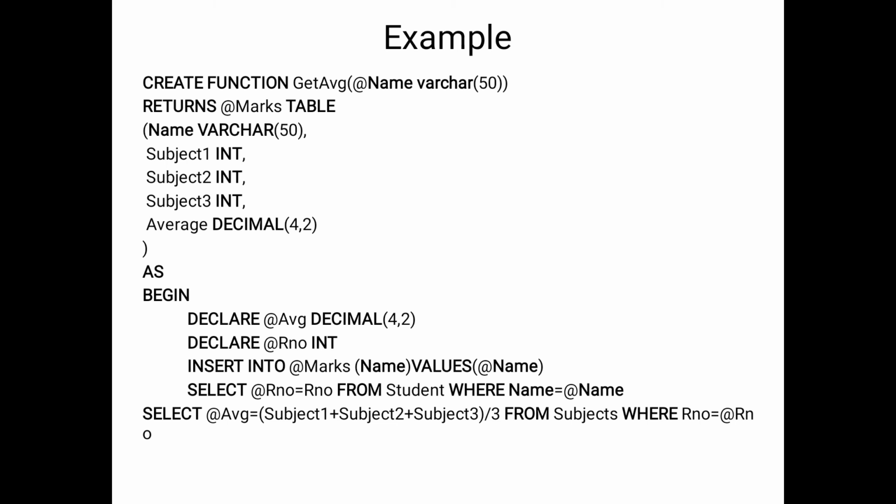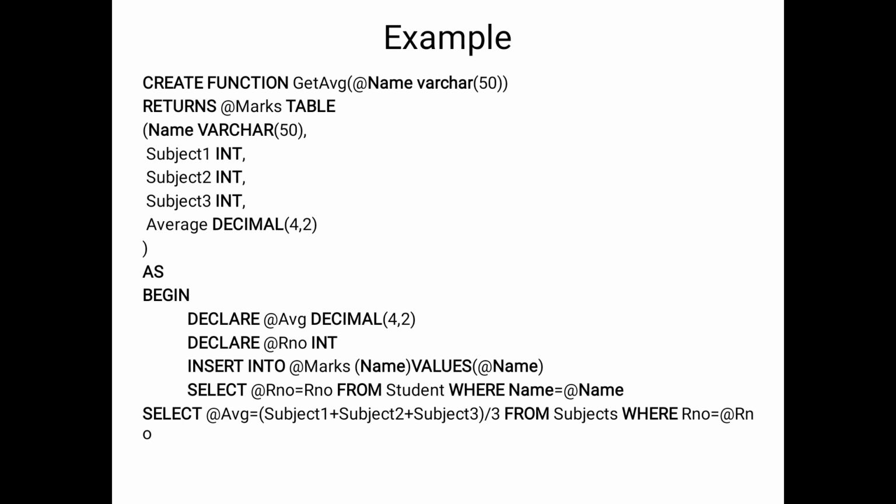Okay, so now we will move to the body. Here begin, declare @average. Here we will find out the average, because in these 2 tables we don't have the information about average. Here we have the information of subject 1, subject 2, subject 3 only. That's why here we will find out the average. How to find out the average? Already we know the formula: the sum of all the subjects divided by the number of subjects. So here I will declare @average, @roll number, @marks. Here we will select @roll number equal to roll number from student, where name is equal to @name, because here we will pass the name parameter.